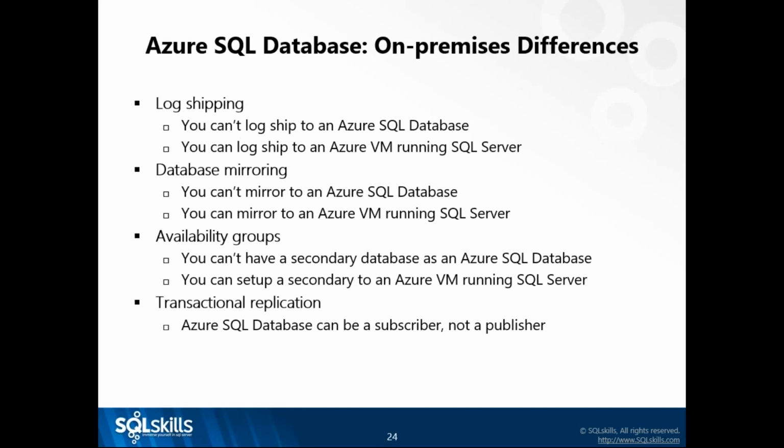Let's see, on-premises differences related to HADR type stuff. So log shipping, database mirroring, and availability groups, you can't replicate up to an Azure SQL Database as a secondary. You can use SQL Server on an Azure virtual machine, which is a great method for migrating to Azure SQL Database. So we can log ship, we can database mirror, or we can extend an availability group to an Azure VM. From there, we can then migrate from the on-premises or the box version, full-blown SQL Server, to Azure SQL Database by exporting to a bacpac or whatever method that you've chosen to migrate your data.